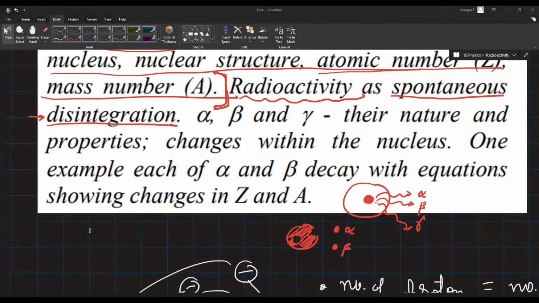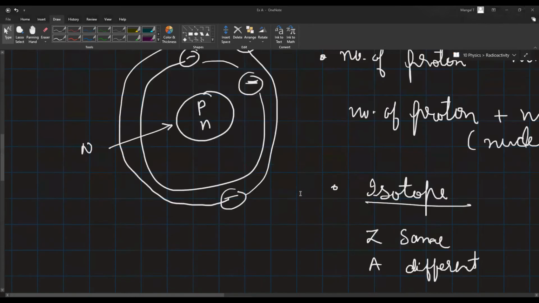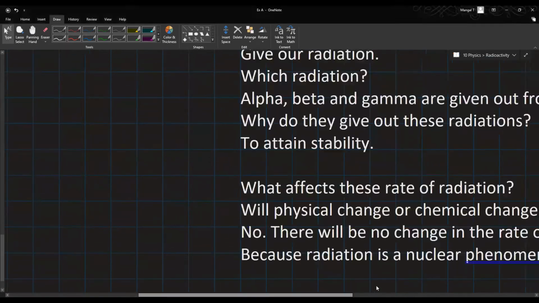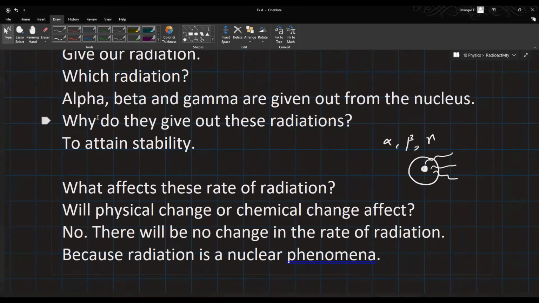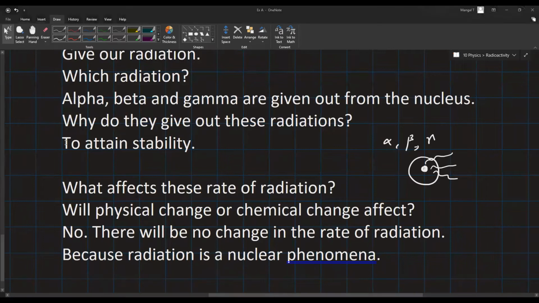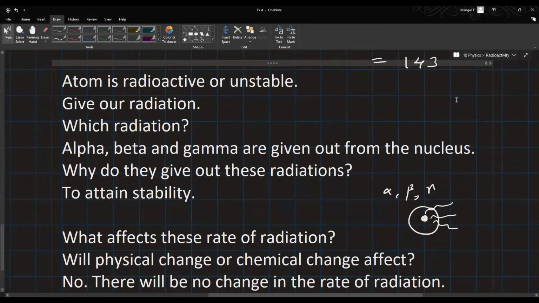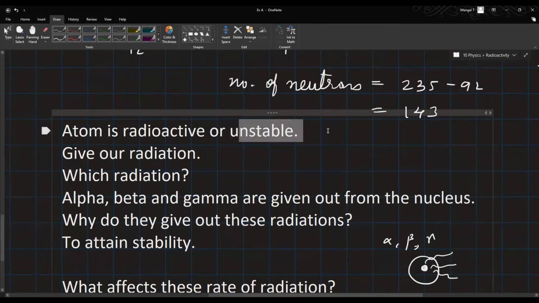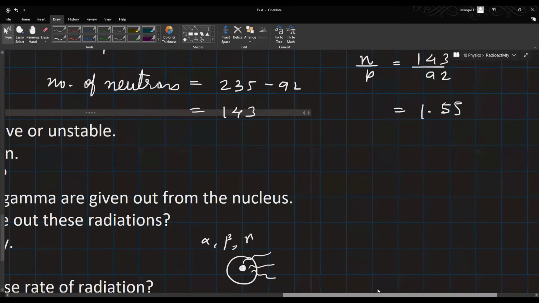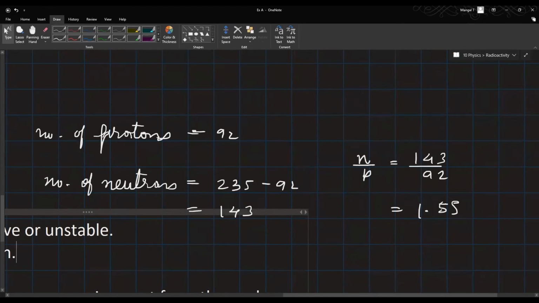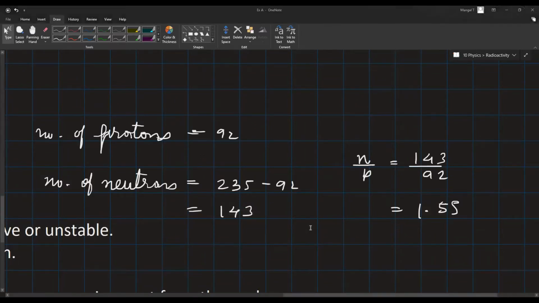So what is the cause of disintegration? Here I had written it. Why do they give out these radiations? Because they want to attain stability. And why are they radiating? Because they are unstable. The ratio of neutron to proton is high. That is the cause of disintegration. Is it clear to you? Yes sir, I got it.